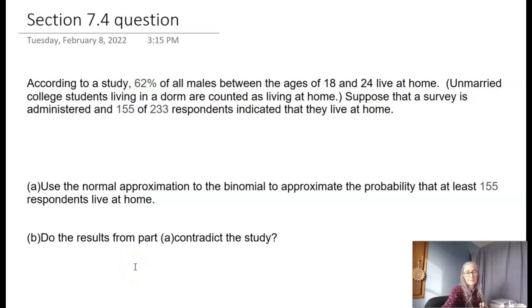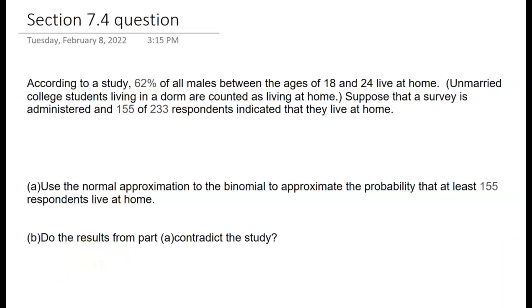This video is in response to a question in section 7.4 that is asking to compare study results to survey results using a normal approximation for a binomial. Okay, so this is the question. According to a study, 62% of all males between the ages of 18 and 24 live at home. So this is the study percentage here, 62%.